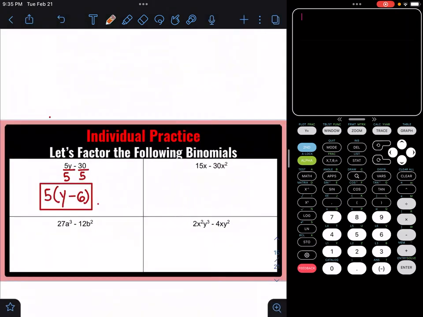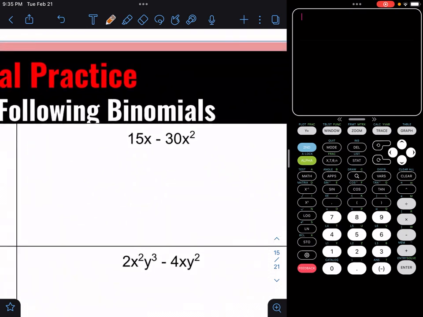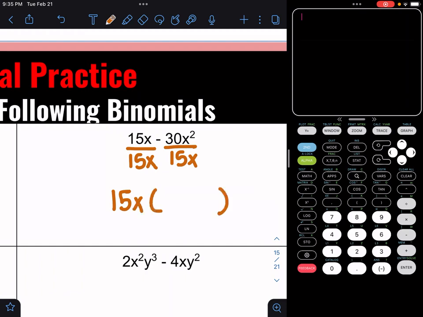Alright, let's look at the next one. 15 actually divides by both things, so that works. And then we have an x to the first and an x squared, so our GCF would be the x. Put the GCF on the outside, 15x. Then 15 divided by 15 is 1. And x divided by x, they would go away.